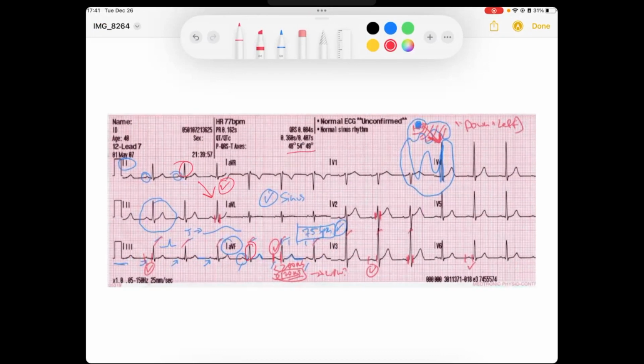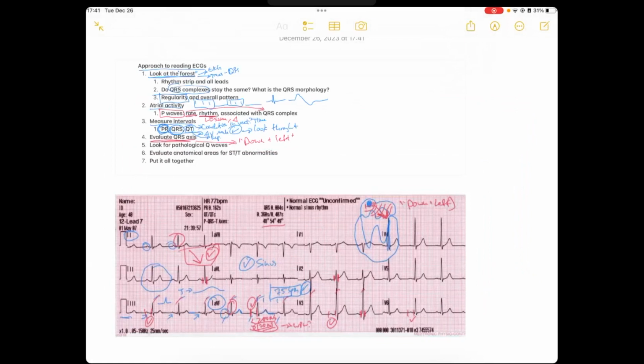So what I mean by that is if the left ventricle is hypertrophied or if the right ventricle is hypertrophied or if there are bundle branch blocks, it's going to change this axis. And then our differential diagnosis of the cardiac conduction is going to change. So that's how I evaluate the QRS axis.